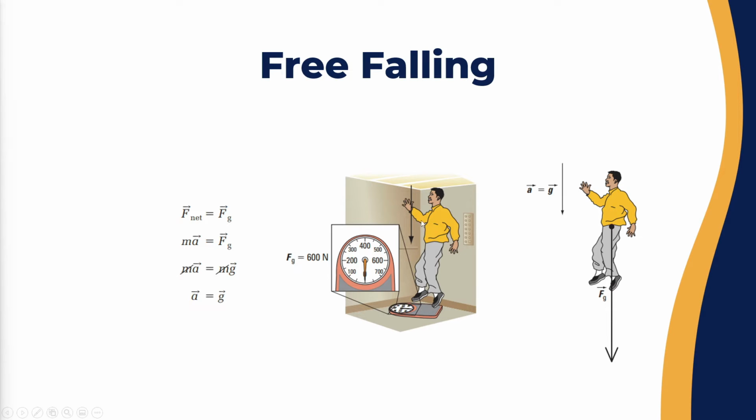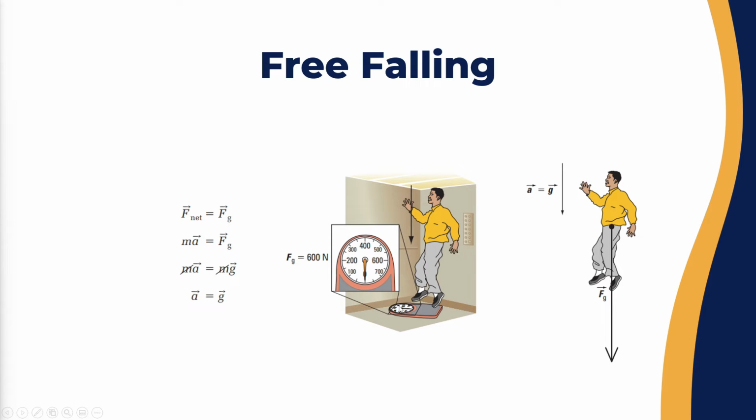What's gonna happen for the student and the scale inside that elevator? What's gonna happen in this case? This student and the scale are in free fall. In this case, there is no normal force being exerted from the scale on the student. The whole system, which is the elevator cabin, the student, and the scale, are free falling.